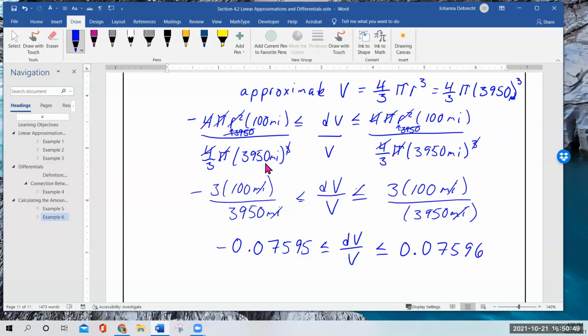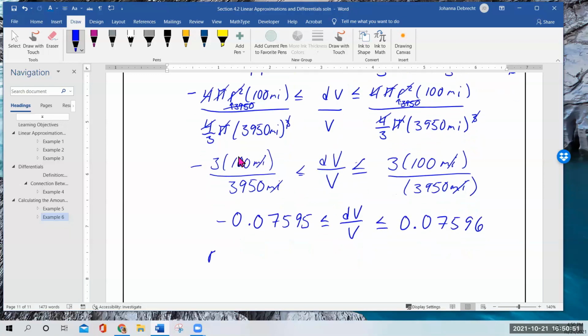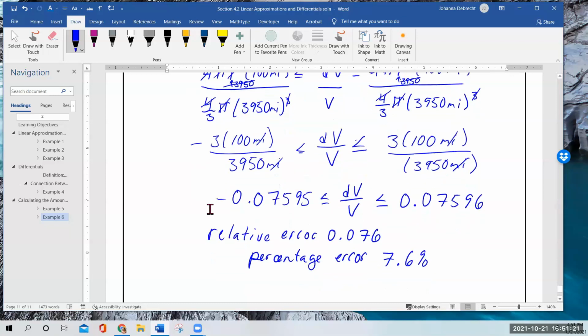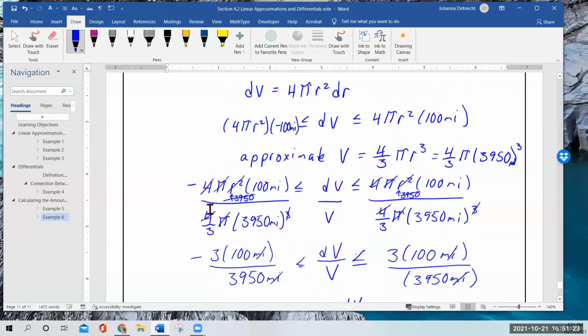That means that my relative error here is going to be the value of 0.07, well, let's call it 6. The relative error or percentage error is converting it into a percent, and the percentage error is about 7.6%, which means that we're probably off by as much as 7.6%. This is how you would compute the percent error.